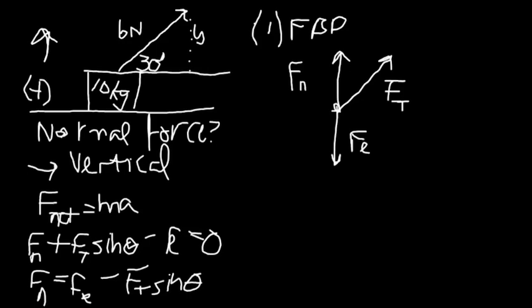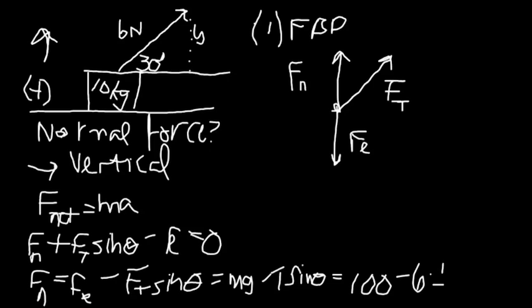Now it's really just a matter of substituting in values. The force of the earth is equal to the weight of the box, so this would be mg. Force of tension would be minus T sine theta. Substitute in values. We're going to use gravity as 10, so 10 times 10 is 100. Force of tension is 6, sine of 30 is 1/2, so this comes down to 100 minus 3, so that would make the normal force 97 newtons.